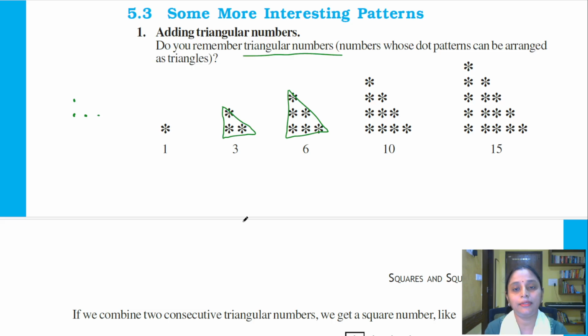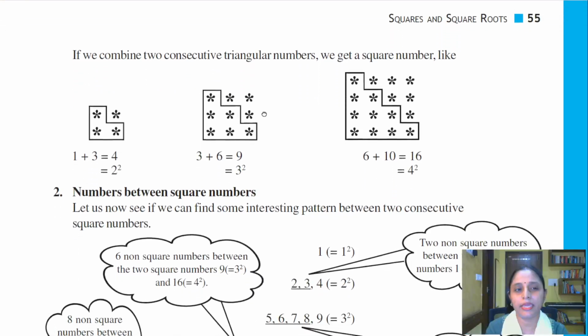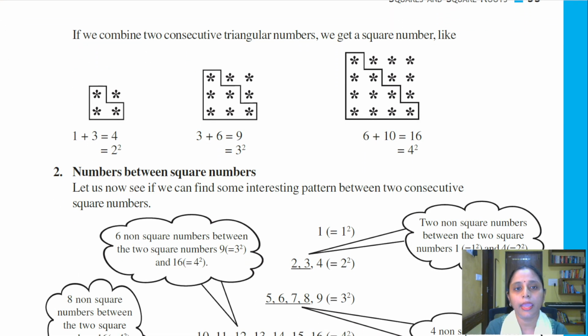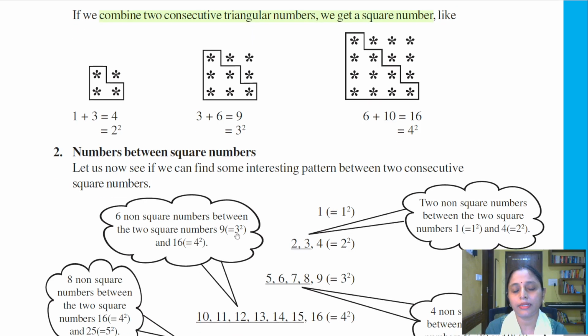Now the pattern that we can see here is that if you combine any two consecutive triangular numbers, you will see that you can complete a square. If you were to actually physically make these triangles, you will see that if I fit this here, it becomes a square. Now, if I fit these 3 triangles over here, it becomes a square, right? So that is the first observation. They're saying that if we combine any two consecutive triangular numbers, we get a square number. That is the observation made. Now that is about triangular numbers.